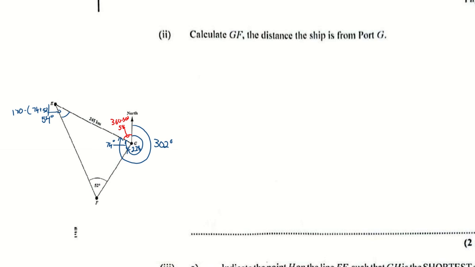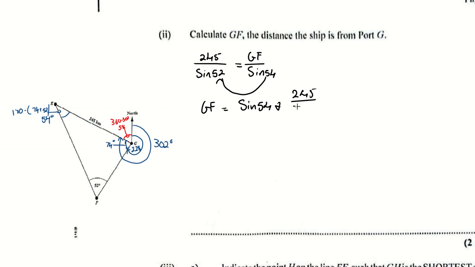Let's use black. 245 over sine, the angle corresponding with 245 is the angle opposite, which is 52, would be equal to, you're trying to find GF over, what is the angle that corresponds with GF? 54. So sine 54. You carry this across, so GF is going to be sine 54 times 245 over sine 52. Right? Make sure that your calculator is in degrees.